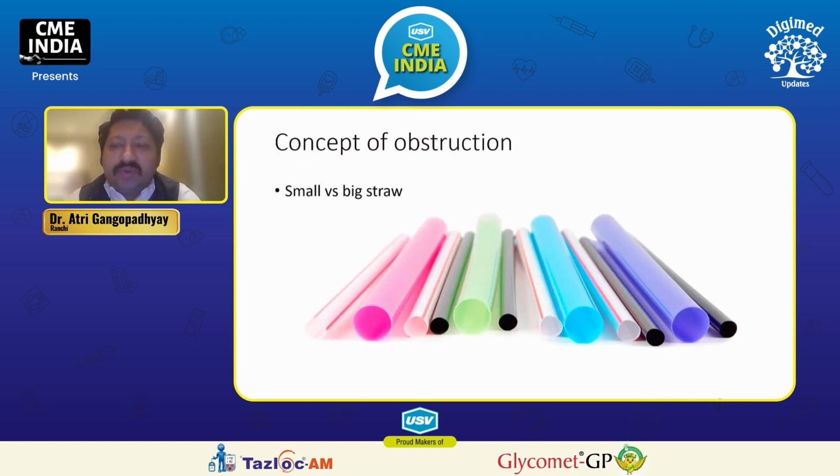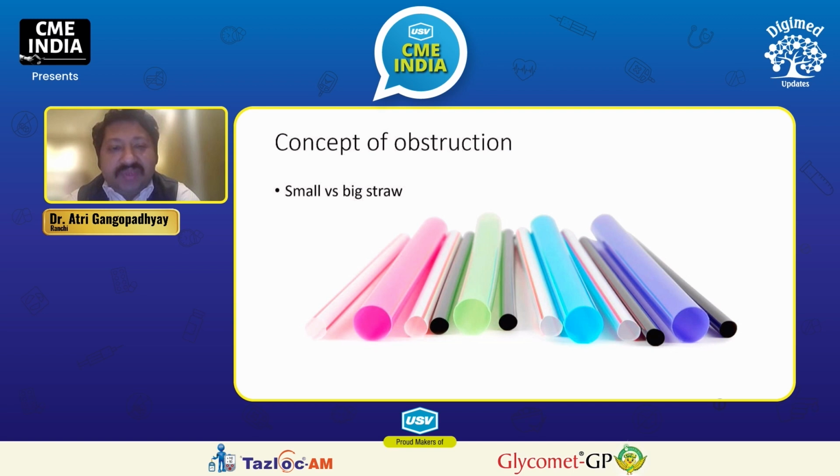What is the concept of obstruction? Suppose there is a balloon full of air, and you want to empty out that balloon. The balloon is tied to a straw. If the balloon is tied to a narrow straw, then the air will come out slowly, slowly. If the balloon is tied to a large, wider straw, then the air will come out fast, fast. So, our lungs are a balloon and the airway is the straw.